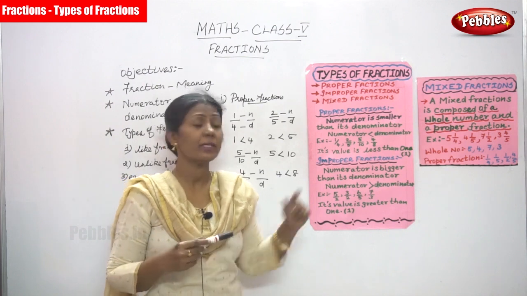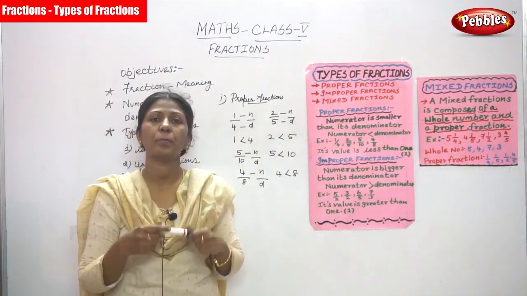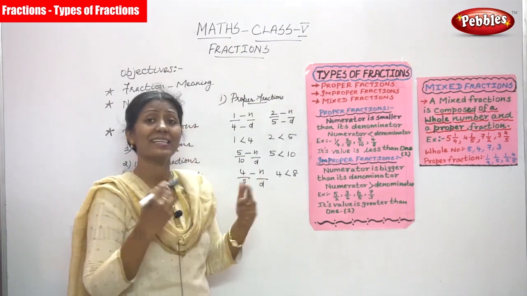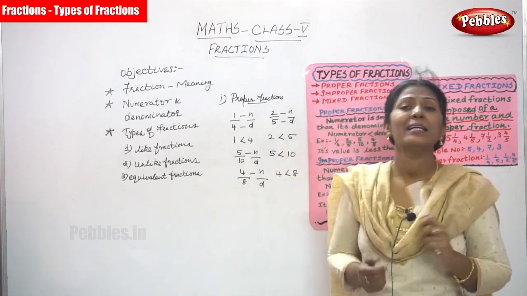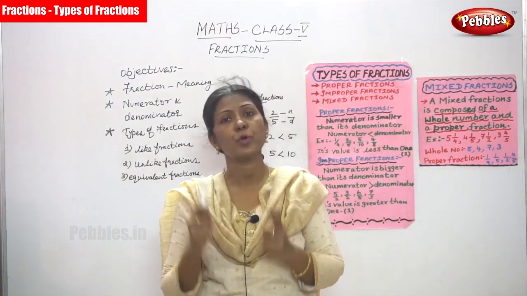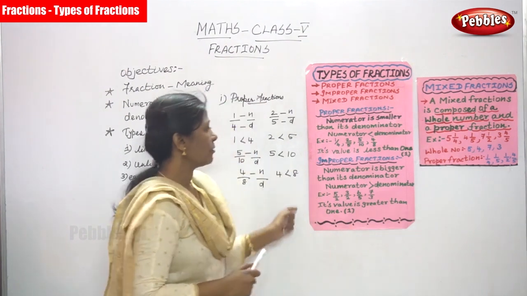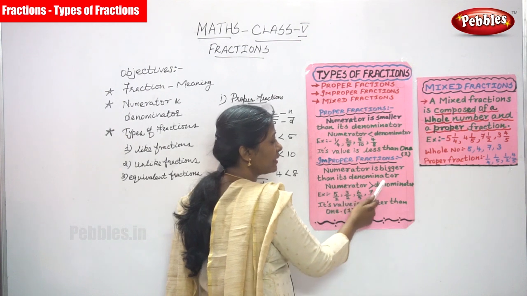Okay, now we move on to improper fractions. What is an improper fraction? The numerator is greater than the denominator. When the numerator is bigger than, or greater than, the denominator, it is called an improper fraction.